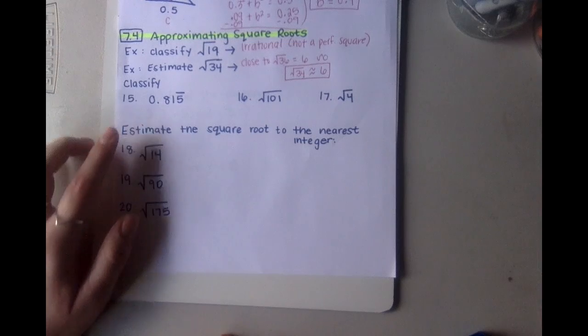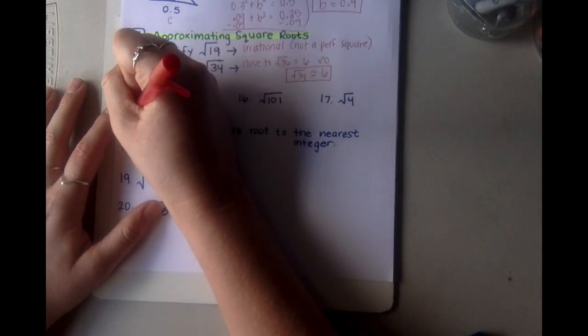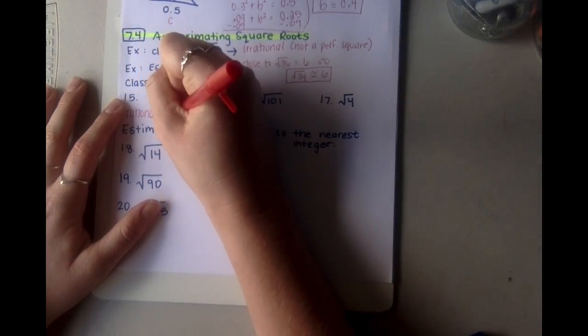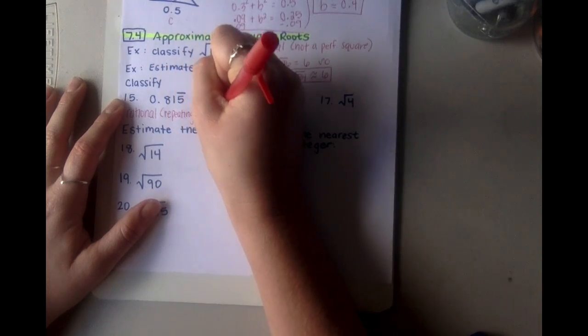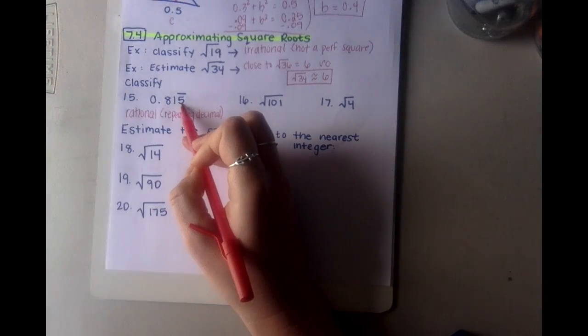So let's try to classify. If I have here number 15, well, number 15 is rational because it has a repeating decimal. And basically that tells us we know how it ends. We know, even though this goes on forever, we know what it goes on forever with.